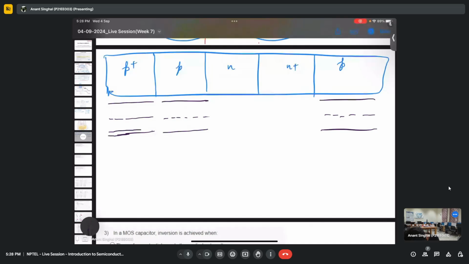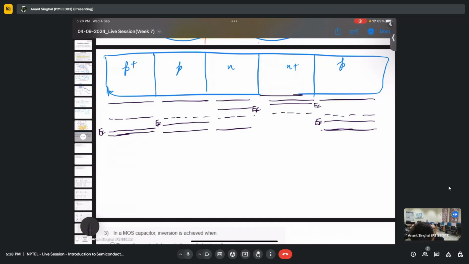So for P plus, the EF will be very close to the valence band. For P, it will be close to the valence band, but not as much as for P plus, and the same goes here. And for N, we have the Fermi level close to the conduction band, and here very close to the conduction band as compared to the other case. So we'll have the highest electron concentration here, like the highest Fermi level here. So electrons will flow like this only.